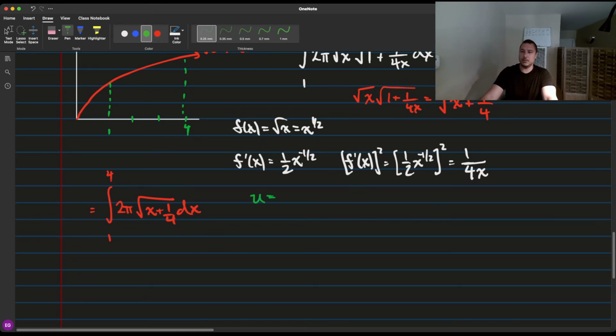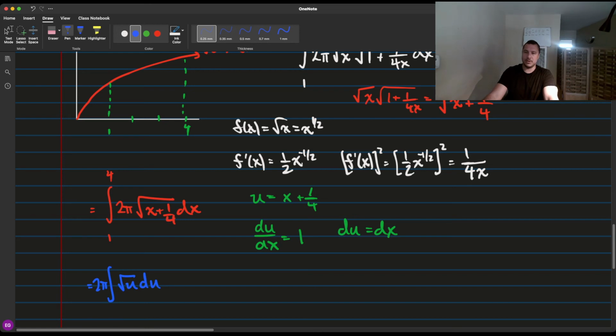We'll let u be equal to x plus 1/4. Our du dx will be 1, which means our du equals dx. Okay, so we can make our changes. We can factor out the 2 pi. Square root x plus 1/4 becomes root u. The dx becomes du. When you change the bounds, you'll get 1 plus 1/4, which is 5/4, and 4 plus 1/4, which will be, I think, 17/4.